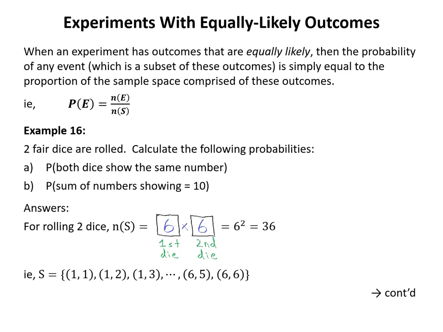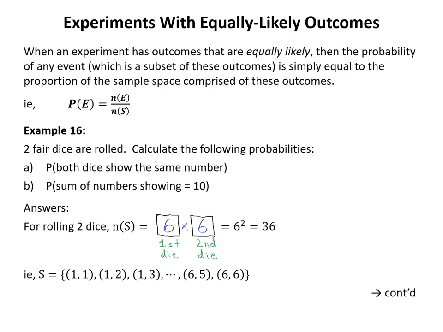When an experiment has outcomes that are equally likely, then the probability of any event, which is a subset of these outcomes, is simply equal to the proportion of the sample space comprised of these outcomes. In other words, the probability of event E equals the number of elements in E, or the number of outcomes in event E, divided by the number of elements or outcomes in the sample space.